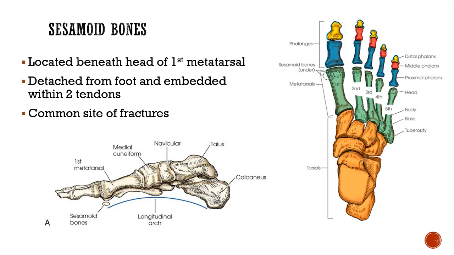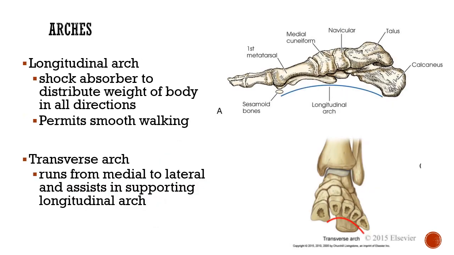The sesamoid bones are located beneath the head of the 1st metatarsal. They're detached from the other bones of the foot, embedded within tendons, and they're a common site for fractures. And so you can see where they would be, underneath the head of the 1st metatarsal.